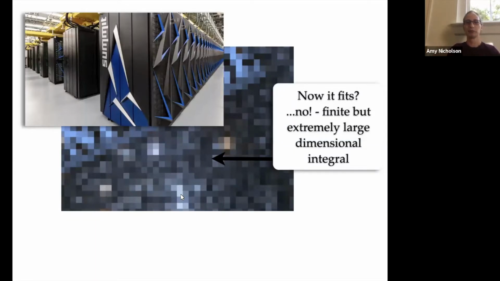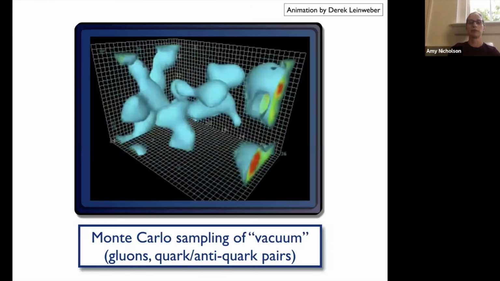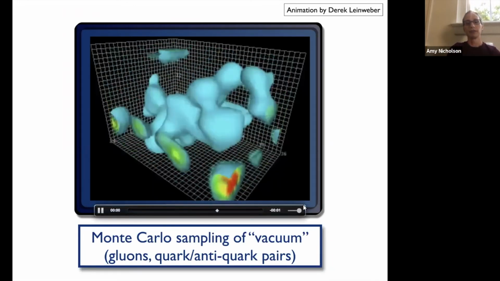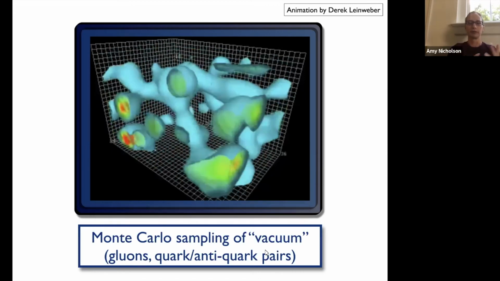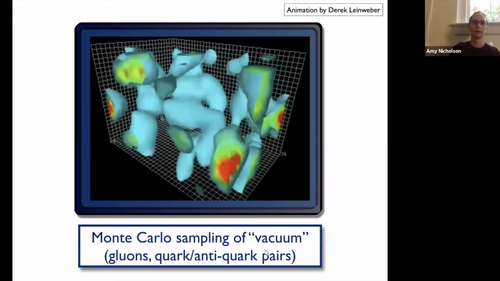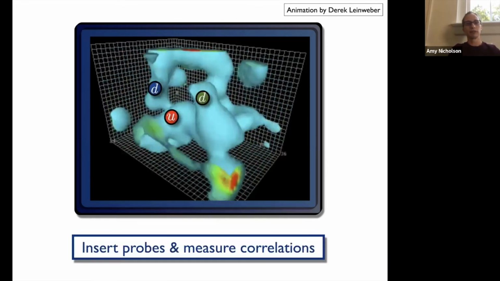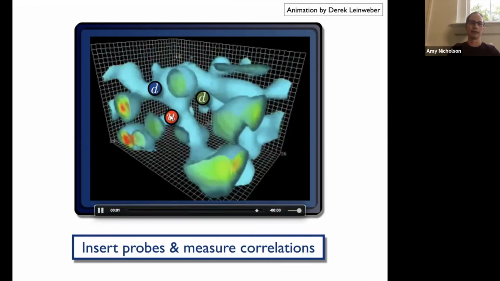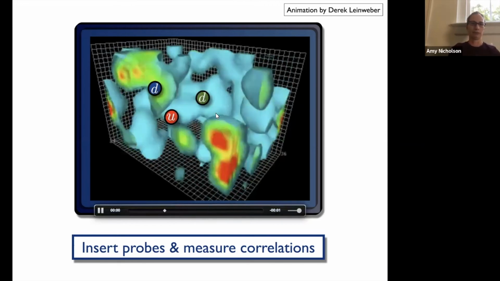So we have to do one more step, which is that we don't put the whole thing on the computer. We do what's called Monte Carlo sampling of this path integral, which you can think of as sampling the quantum vacuum. You have all of these gluons and quark anti-quark pairs that are popping in and out of existence on small scales according to the uncertainty principle. We sample the possible configurations of those, and then we stick in whatever probes we're interested in learning about. So if I want to learn about a neutron, I might stick in an up quark and two down quarks, and I can measure correlations, and from that I can get information.